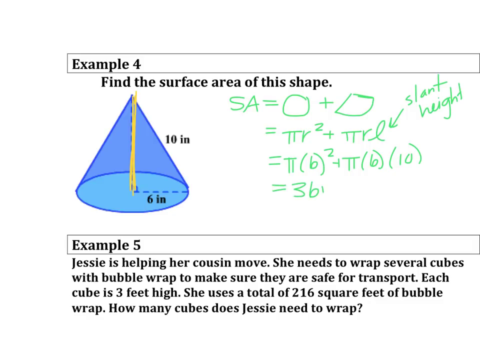6 squared is 36. 6 times 10 is 60. And this is another one that's cool. It ends up with both having pi in them. 36 and 60 is 96 pi. And then we have to do a little multiplication to get an approximated answer. 301.44 inches squared, because it's surface area. And now I believe on our homework we asked you to round to the nearest tenth, which is the first decimal place, so that would be 301.4.